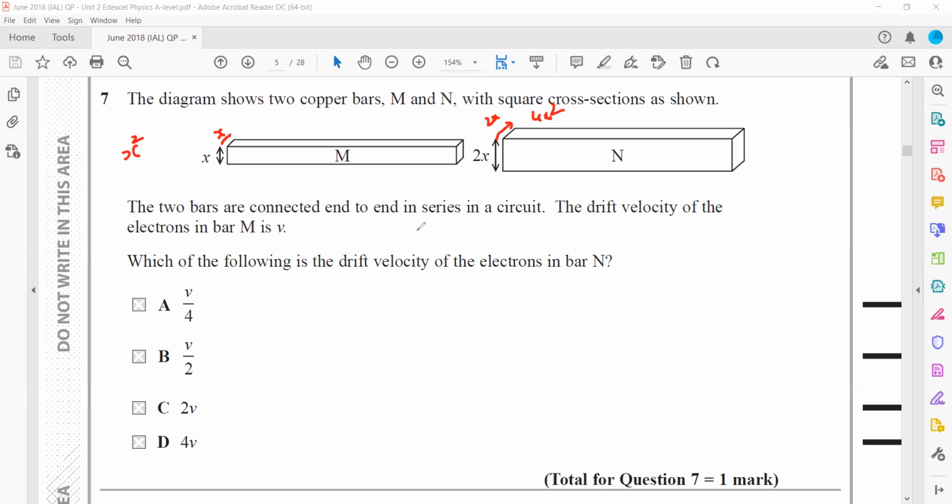As they're connected in series, the current in M will be equal to the current in N. And according to the transport equation, the current is equal to nAqv, and here also nAqv. n is the number of charge carriers. Because they are made up of the same material, that will cancel out.